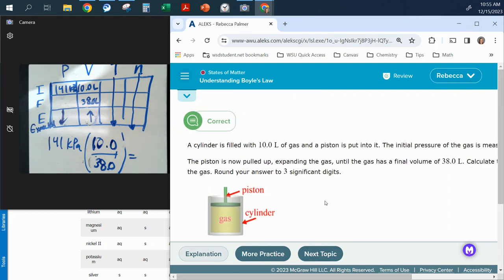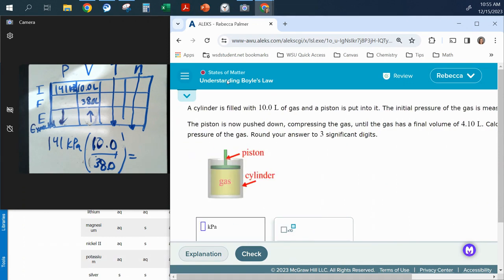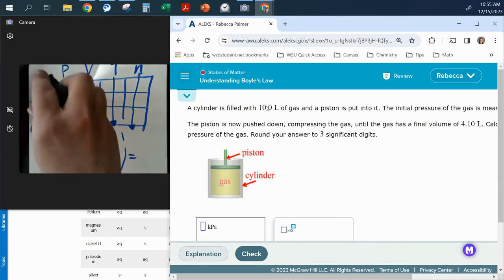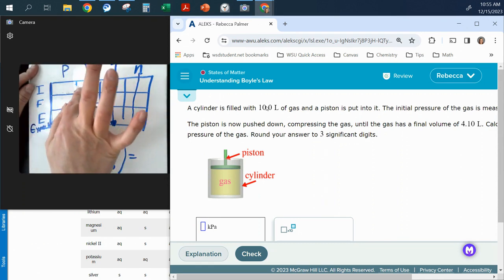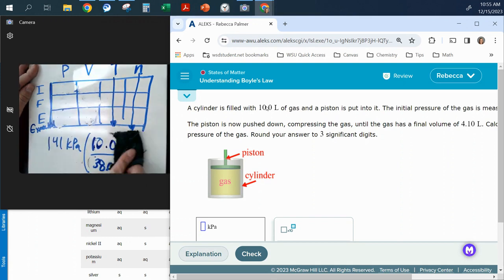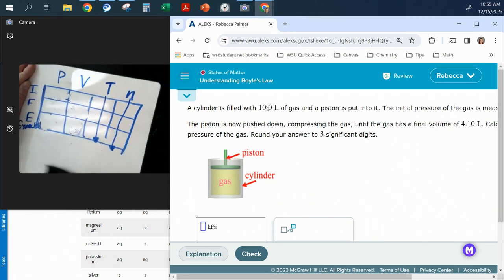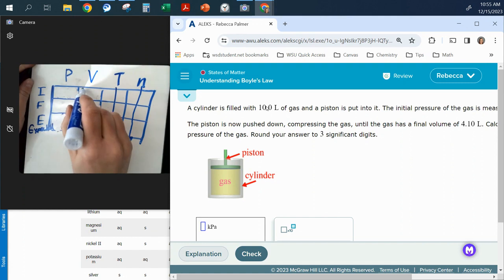All right, do you want to try another one of these? We have about 10 minutes. Okay, let's do another one. Okay, so this one, we have our values. This one again, we have a piston that starts with 10 liters. So that's our initial volume, 10 liters.